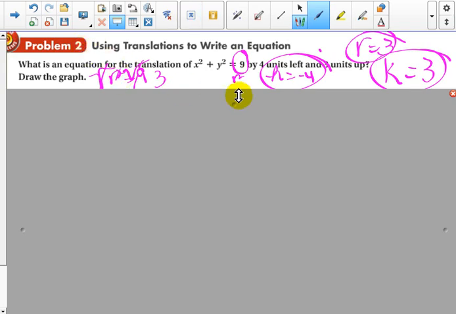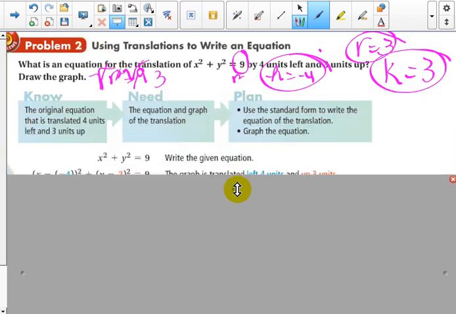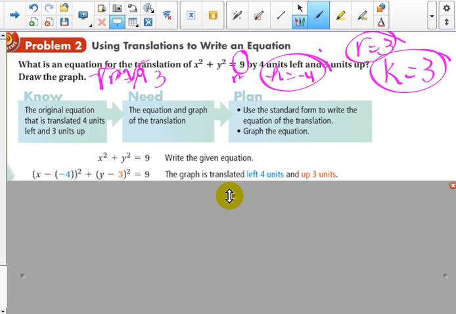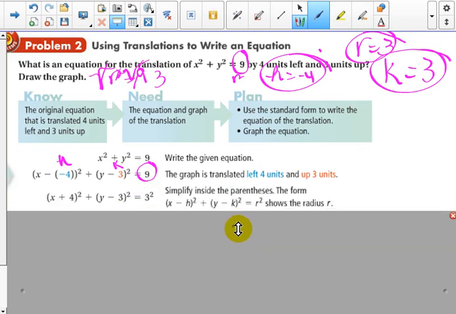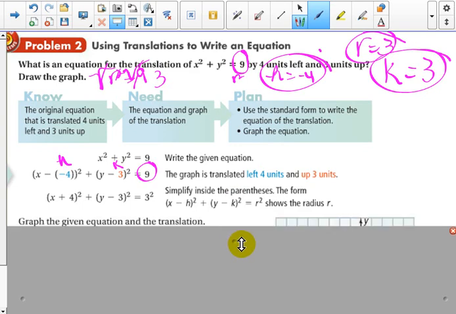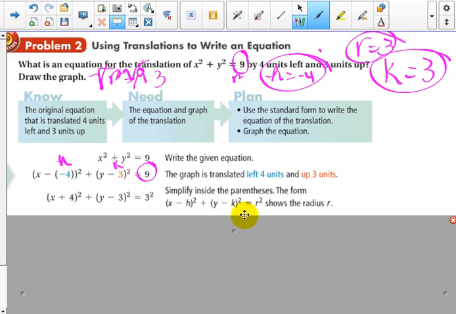So we're going to plug that into our equation. And we know it's going to be x minus h, which is -4 squared, plus y minus k, which is a +3, equal 3 squared, or 9. Okay, and then we want to just clean that up to x plus 4 squared plus y minus 3 squared equal 3 squared. And that is our equation.